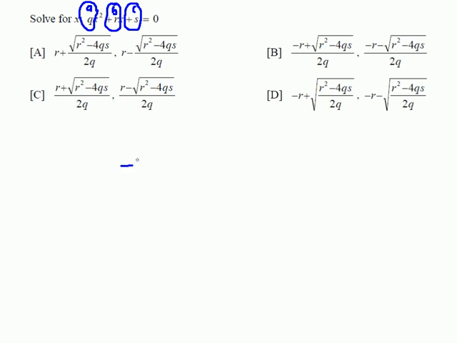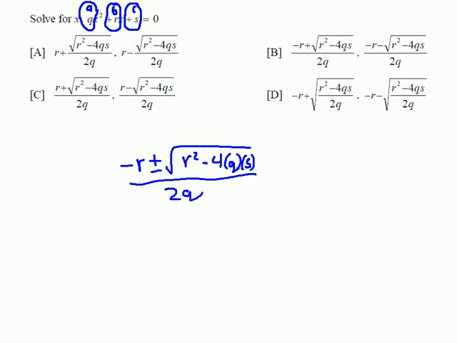So negative b is going to be negative r plus or minus square root of r squared minus 4 times a, which in this case is q. Guess I don't need these parentheses here. C, which is now s, divided by 2a, which is now q. So that's what we're looking for. The main thing is they want you to know that this division bar is going under all of it, so the denominator is not in the square root.